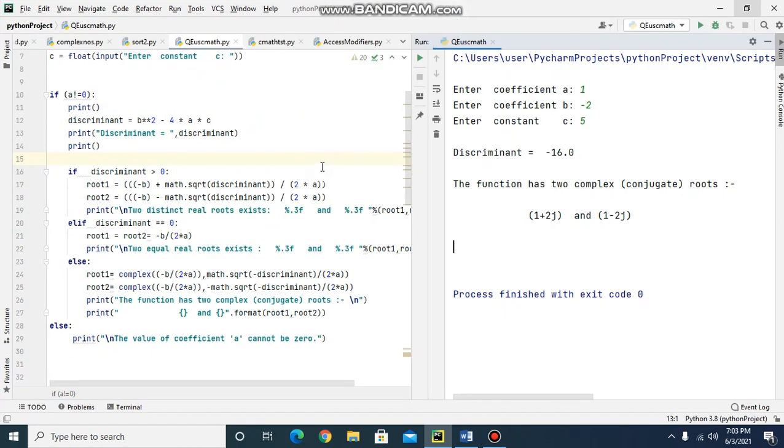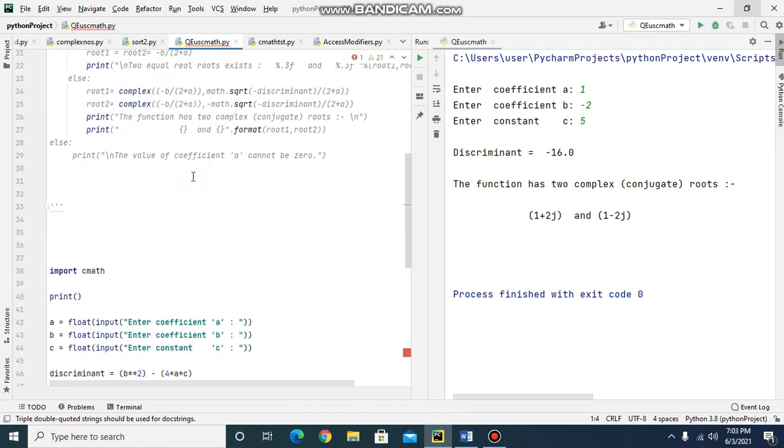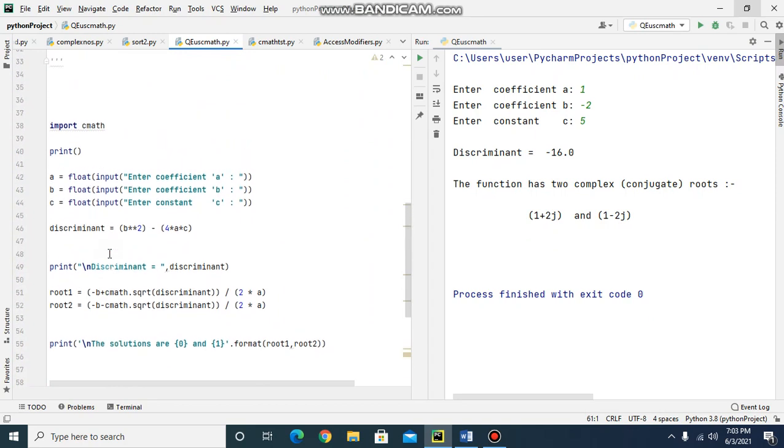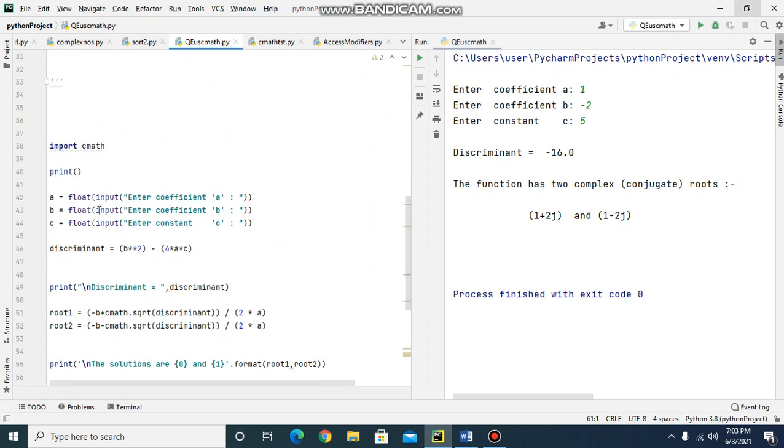Now we will see how we can find the roots of a quadratic equation using the CMath module. So here I am importing the CMath module, then asking the user to enter the coefficients a, b and the constant c. Then I am calculating the discriminant b square minus 4ac, then printing it.